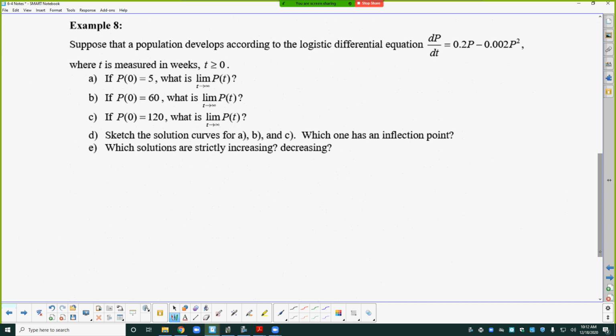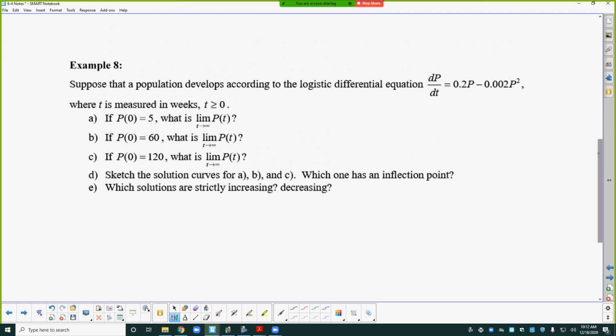So the population develops according to the logistic differential equation. Again, this is a real life AP question. Logistic is a BC topic only, not an AP topic. Pretty nice of them to tell you that this one is logistic, but boy, it doesn't look like it, right? We know that logistic is dy/dt equals ky times (L minus y). How can I put this one in this form?